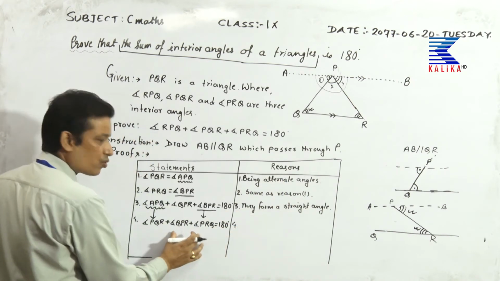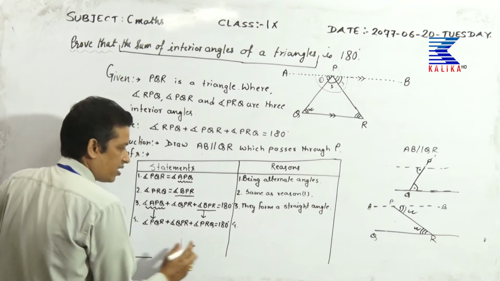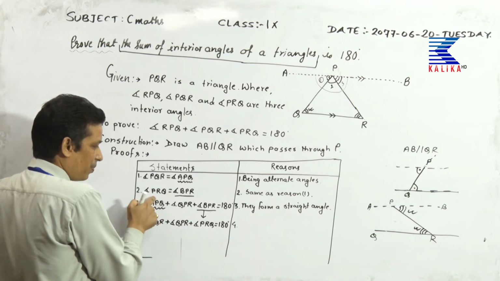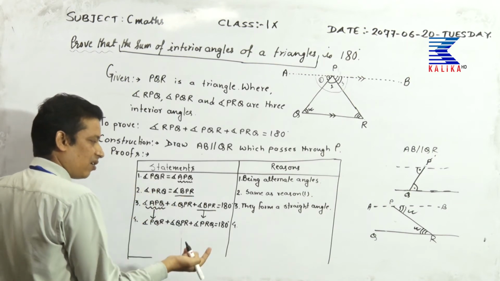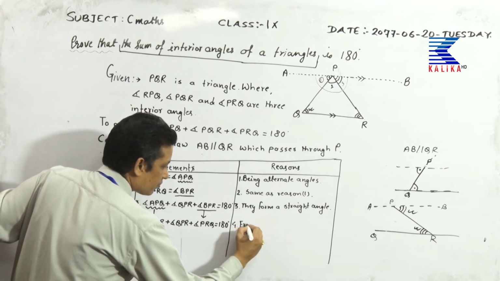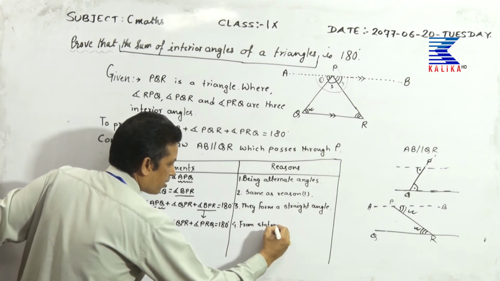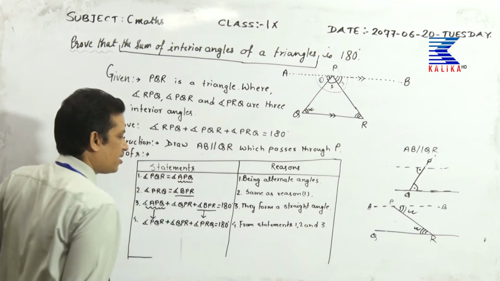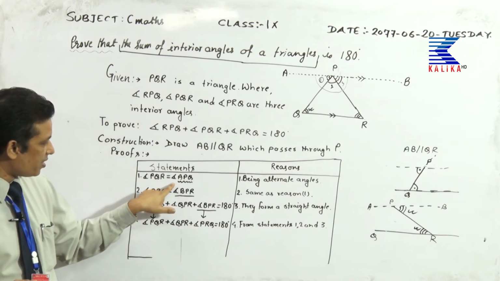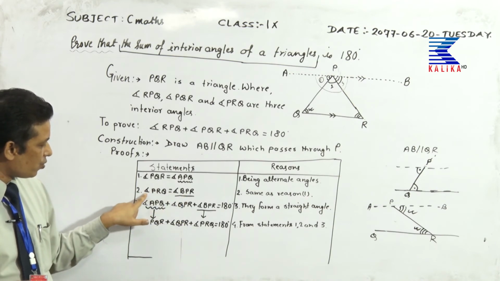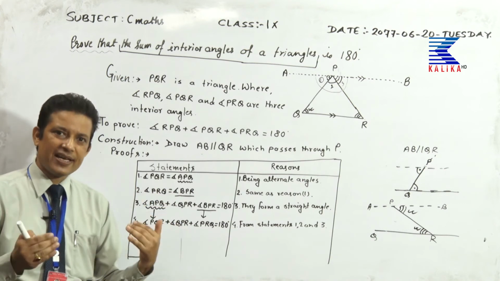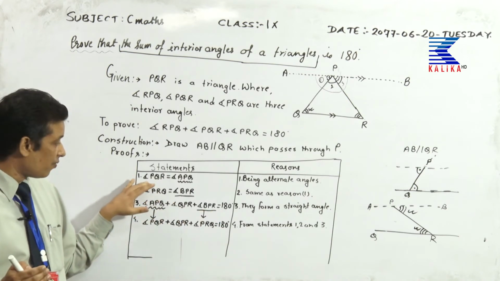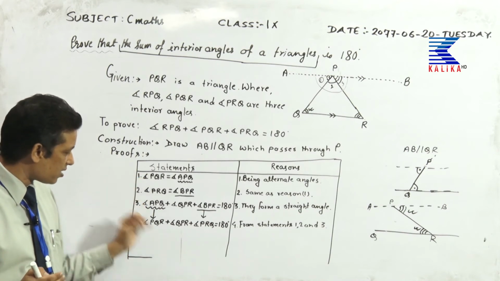Now, for what I did, what reason should you write here? You can write simply from statements 1, 2 and 3, or replacing the value of APQ and BPR from statements 1 and 2. I just replaced the value of APQ from statement 1, value of BPR from statement 2 in statement 3. We just replaced the angle names of statement 3 using statements 1 and 2. It means these 3 statements give us statement number 4.